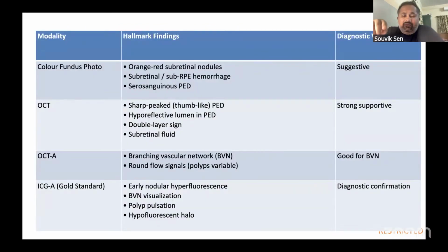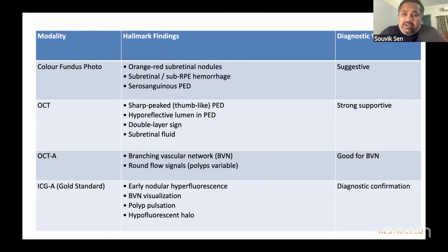I'd like to share the next two slides, which are actually the most important for this presentation, because they set the tone for what we're about to see. Each imaging modality has a set of diagnostic clues that help us go towards a diagnosis of IPCV. For color fundus, we have subretinal hemorrhages, orange subretinal nodules, serosanguinous PED. For OCT, we have thumb-like sharp peaked PED, hyporeflective lumen in the PED, double layer sign, subretinal fluid. For OCTA, we have branching vascular networks, and then comes the gold standard, ICGA, where we can see nodular hypofluorescence, polyp pulsation, and a hypofluorescent halo.